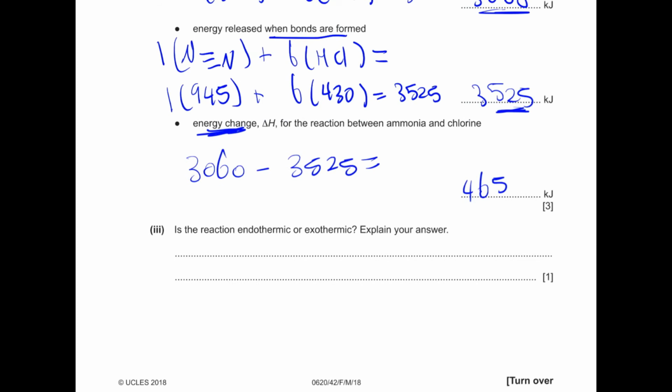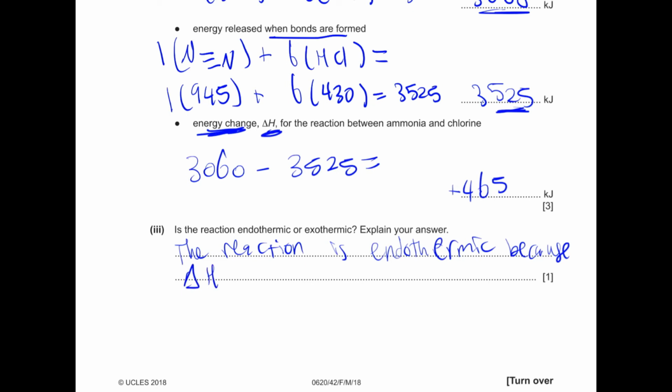Now question 3, is the reaction endothermic or exothermic, and explain your answer. So the reaction is exothermic only if the value of delta H is negative, but in this case the value is positive here, so the reaction is endothermic. So we're gonna say that the reaction is endothermic because delta H is positive.